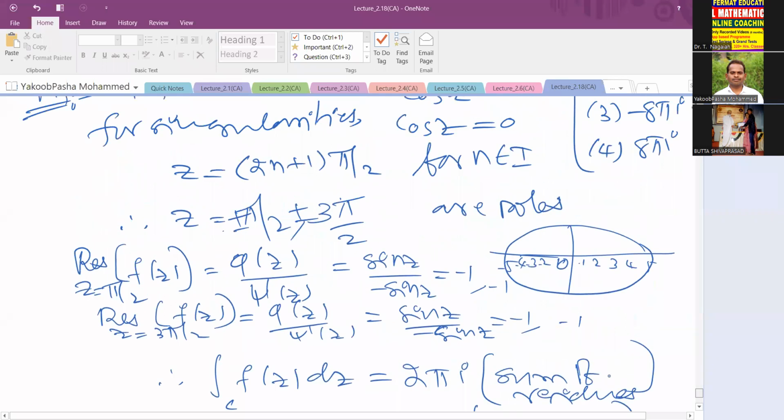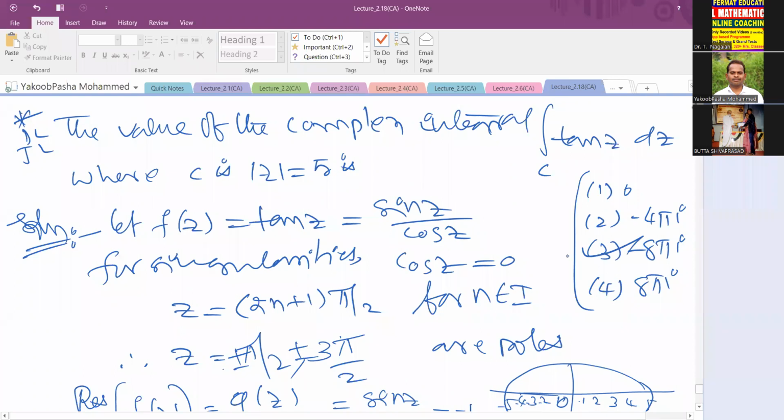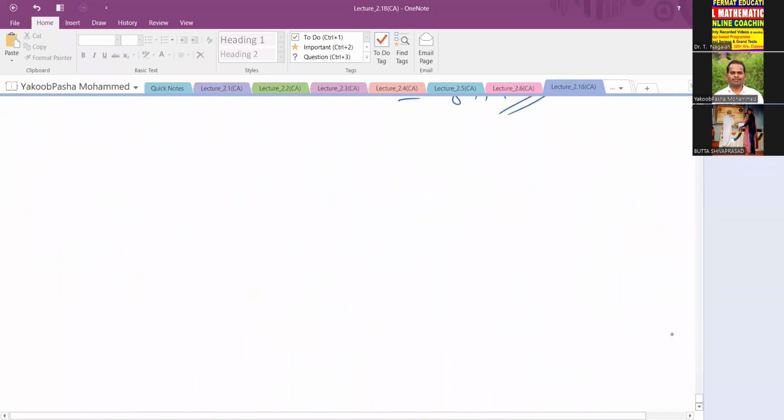So the integral value is -8 pi i. Okay. Now I am taking another problem.